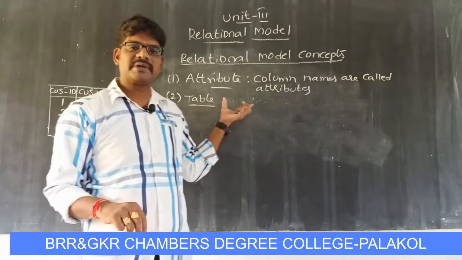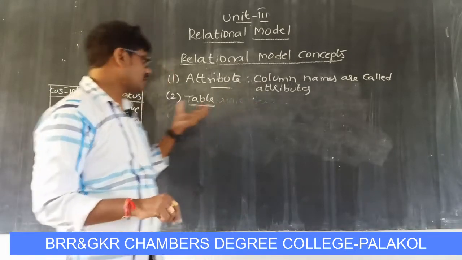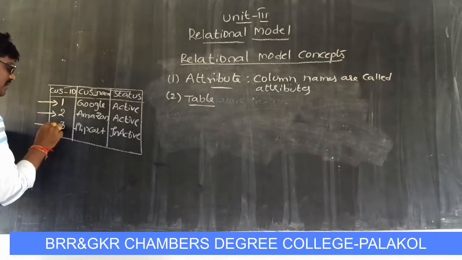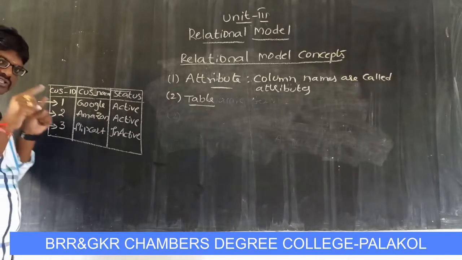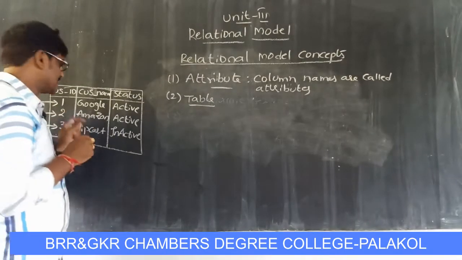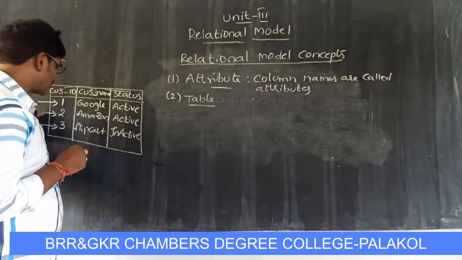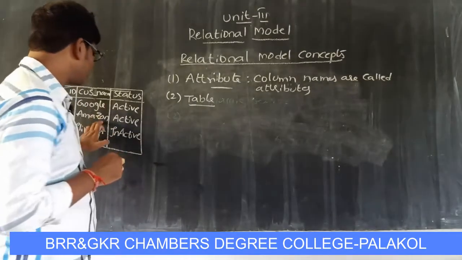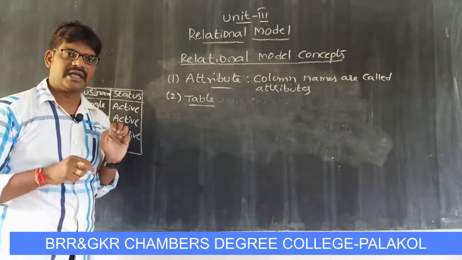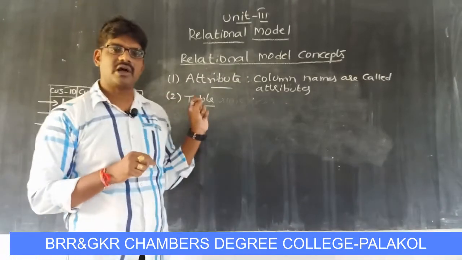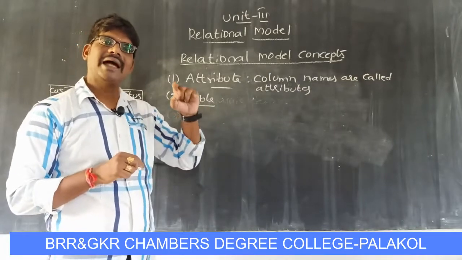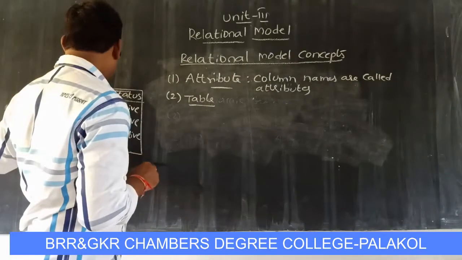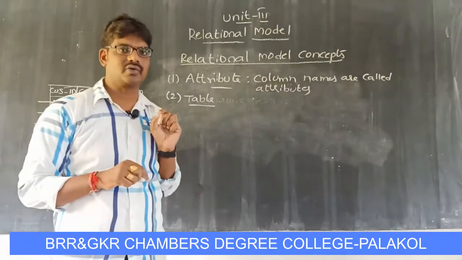The row represents records. What is a row? This is one row, this is the second row, and this is the third. In the relational model, we call them record 1, record 2, and record 3. Next, what are columns? A column is nothing but an attribute. Columns represent the attributes. So these are the attributes, and these are called records or rows.